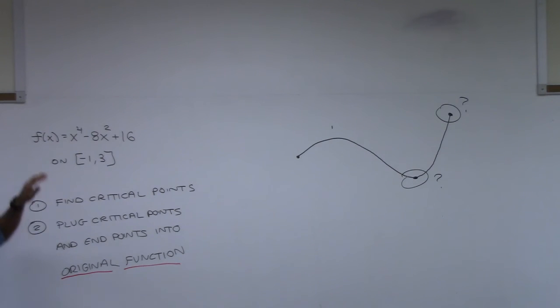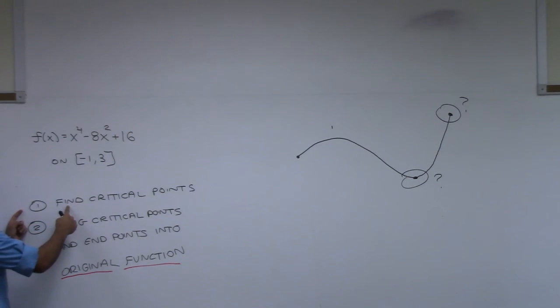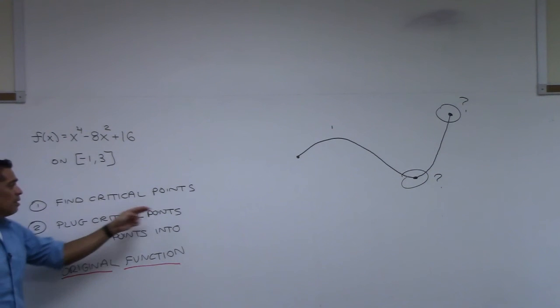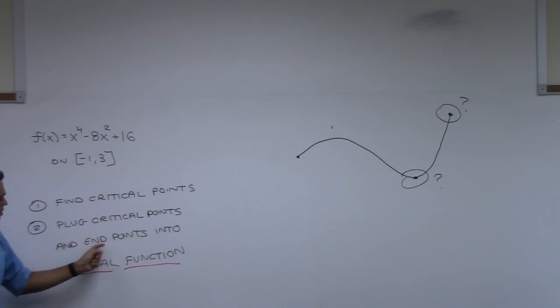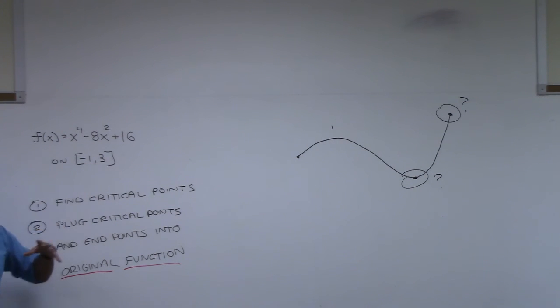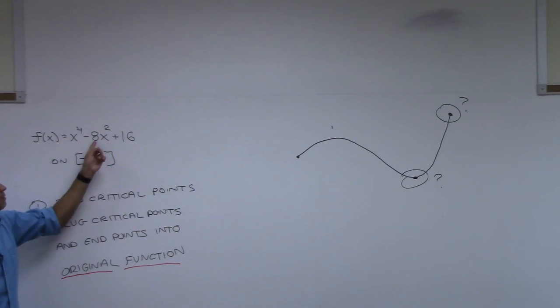If you're trying to find the absolute maximum and minimum of a function on a closed interval, it's a much easier process. All you do is find the critical points. After you do that, you plug those points and the endpoints into the original function. When I say endpoints, what am I referring to? These two, right?